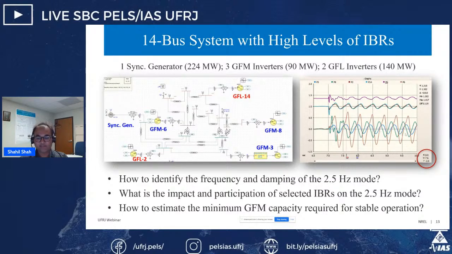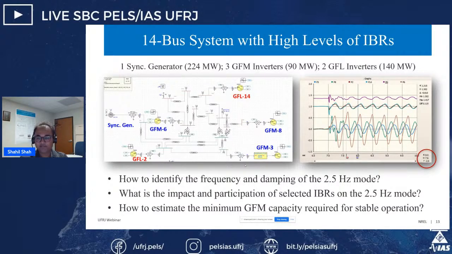Now the question is, is there a way that I can identify the frequency and damping of this mode without really waiting for this oscillation to happen? What is the impact and participation of IBRs in this mode? Like which of these are positive contributors or negative contributors? If you have heard about grid forming capacity, can I use this tool to understand how much grid forming capacity is required for stable operation of this particular power system without synchronous generators or with very few synchronous generators?